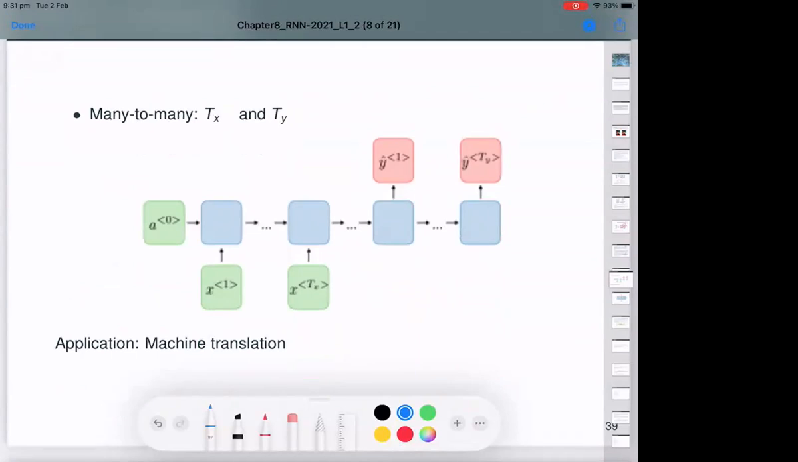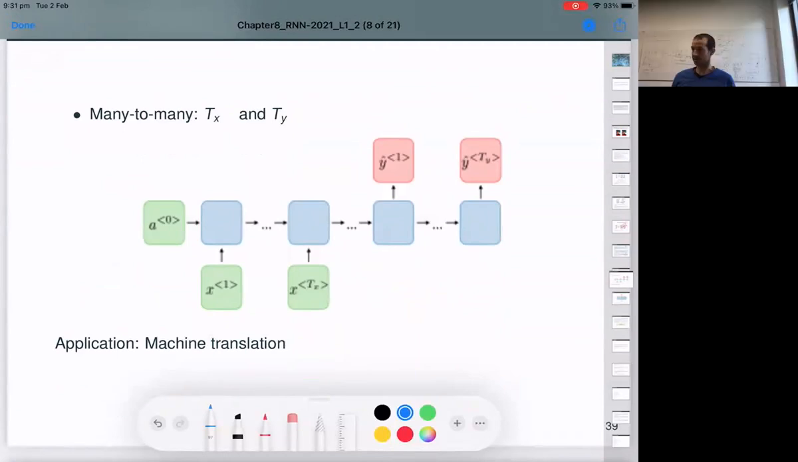What about this one? Yes. So the point here is that Tx and Ty are greater than 1, but Tx is different from Ty. Machine translation: a sentence in French, maybe you will translate to English with more words, or the reverse.